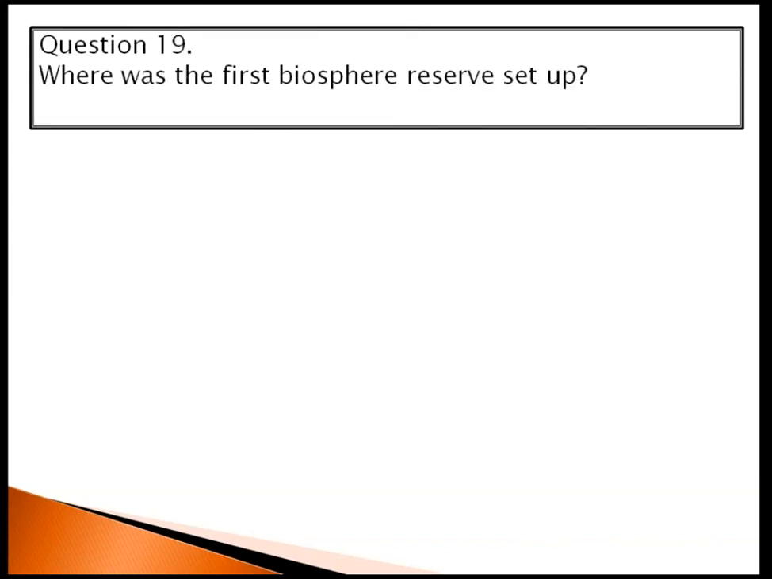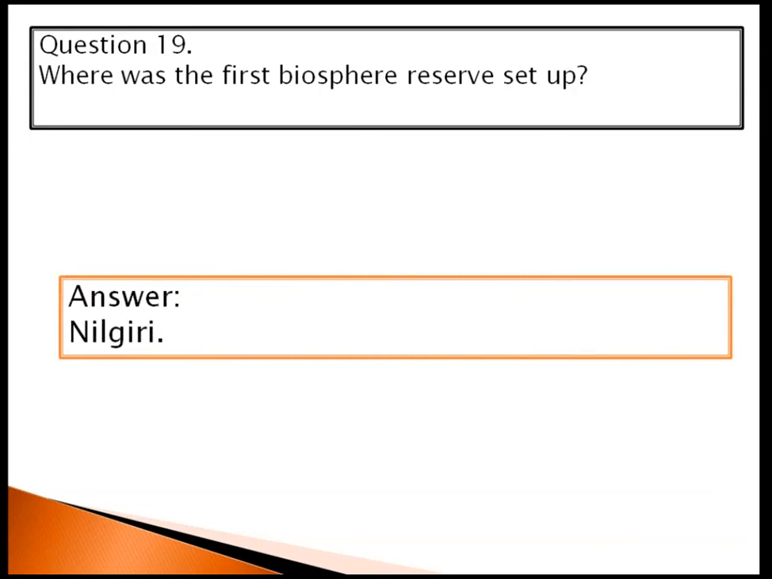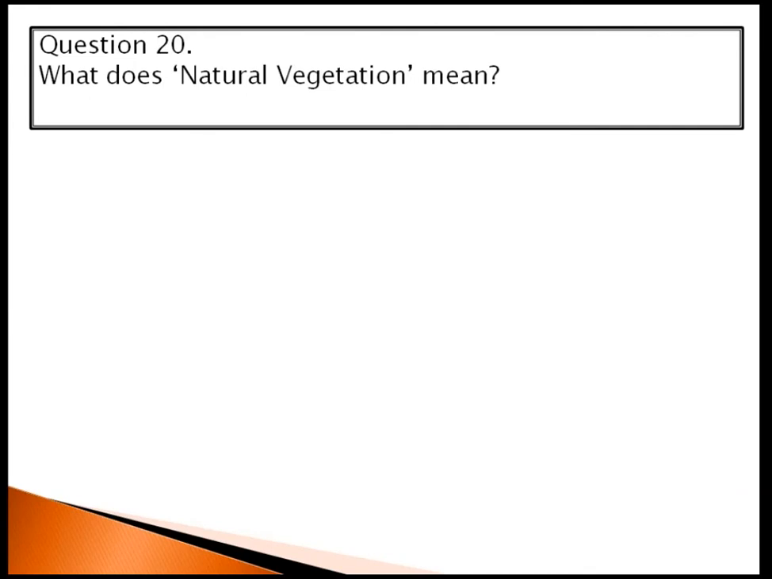Question number 19. Where was the first biosphere reserve set up? So the answer is Nilgiri. Moving toward question number 20. What does natural vegetation mean? So dear cadets, a number of times we have discussed what natural vegetation is. Please go through it. Natural vegetation.